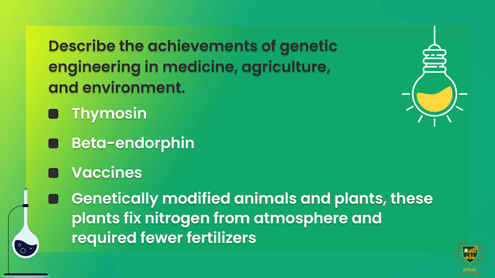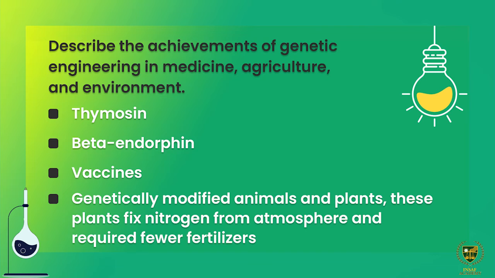Thymosin is a hormone which is genetically engineered, and it is produced by the brain cells against lung cancer and brain cancer. So thymosin is a hormone which is used for the treatment of cancers. Beta endorphin is a painkiller which is naturally produced by our brain cells, but now it is genetically engineered to be used in cases of acute pain.